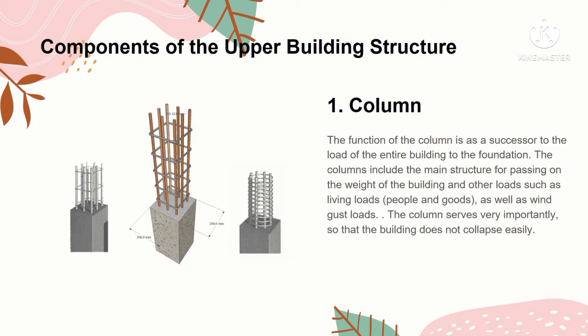Components of the upper building structure. The first is the column. The function of the column is as a successor of the load of the entire building to the foundation. The column is the main structure for passing on the weight of the building and other loads such as live loads, people and goods, as well as wind and gas loads.